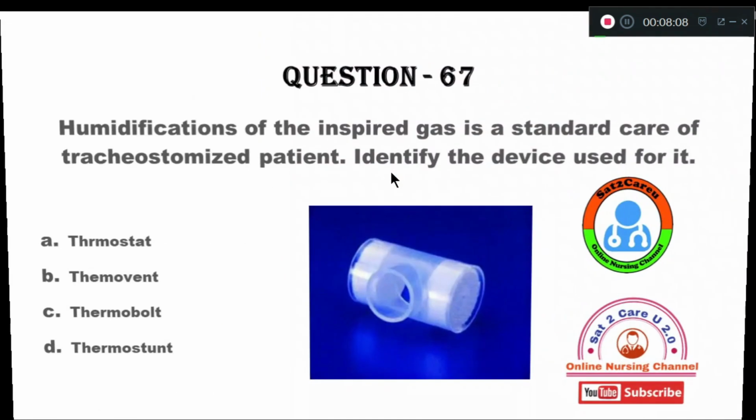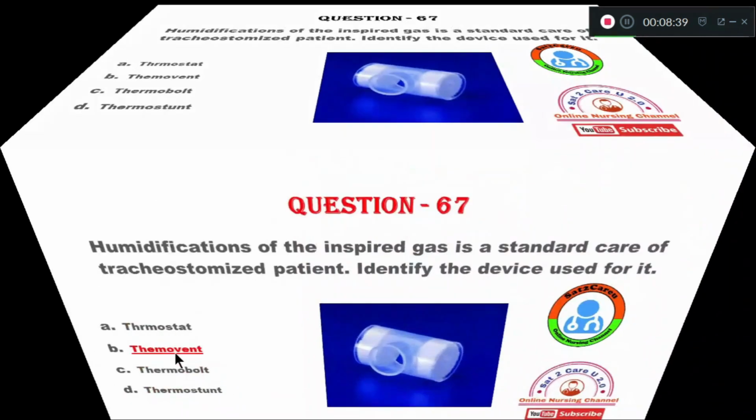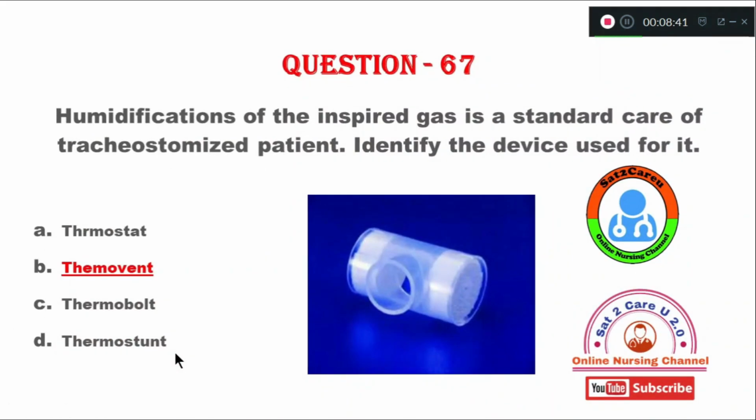Question number 67. Humidification of the inspired gas is a standard care of tracheostomy patient. Identify the device used for that humidification. So this is the device which is used for humidification. The device name option A, thermostat. B, thermovent. Option C, thermobolt. Option D, thermostat. So the right answer is option B, thermovent.